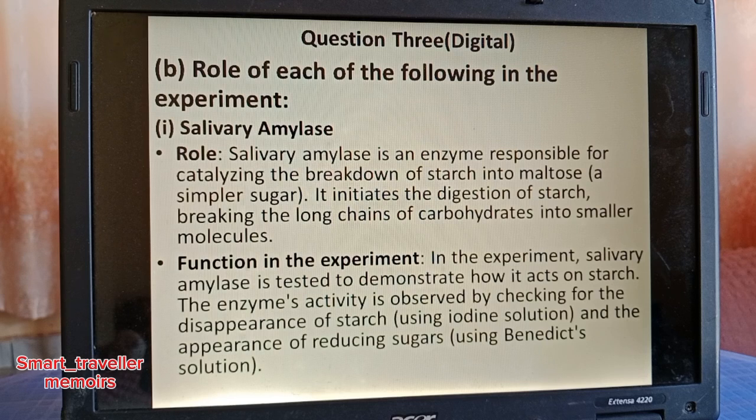Function in the experiment. In the experiment, salivary amylase is tested to demonstrate how it acts on starch. The enzyme's activity is observed by checking for the disappearance of starch using iodine solution and the appearance of reducing sugars using Benedict's solution. So, be keen on what I'm emphasizing, guys.